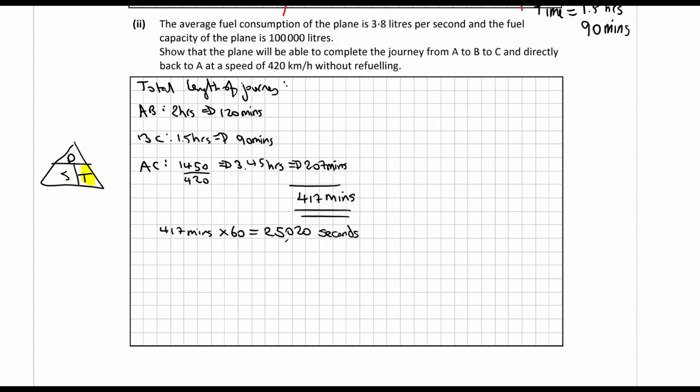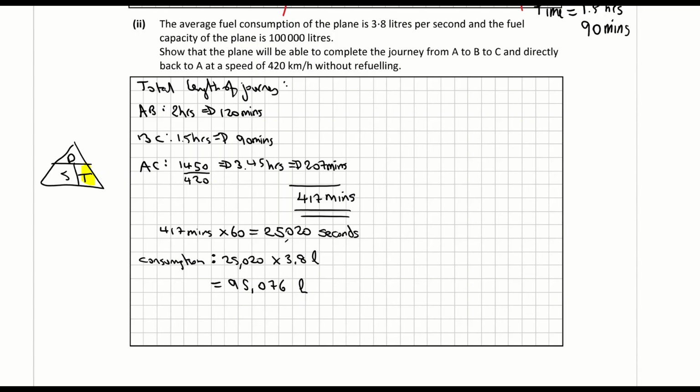So let's look at the consumption now of the airplane. The total consumption is 25,020 seconds. I'm going to multiply that by 3.8 litres because it uses 3.8 litres per second. Therefore, my flight is taking 95,076 litres of fuel to complete the flight. And the question is asking us, show that the plane will be able to complete the flight.